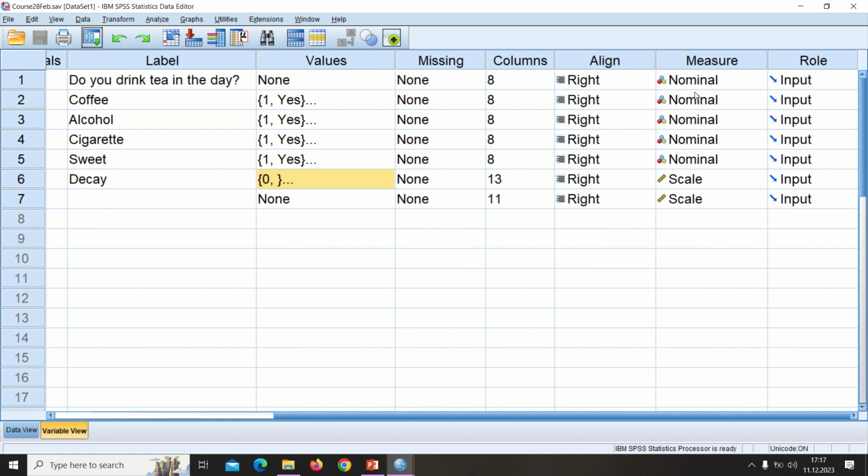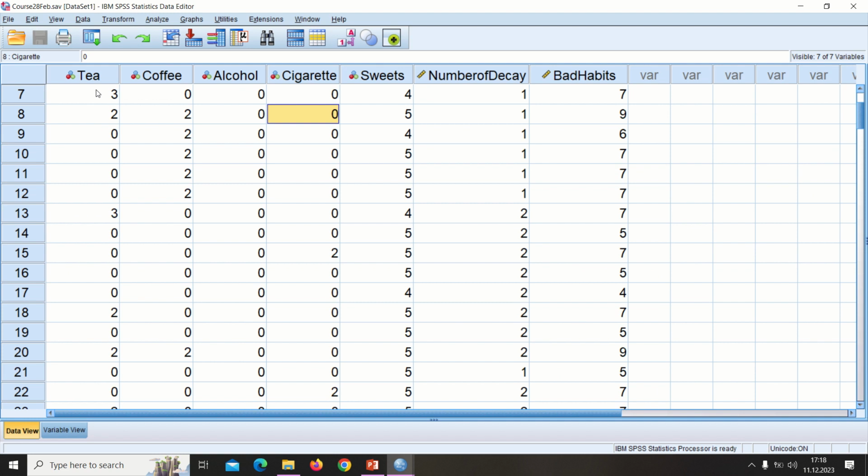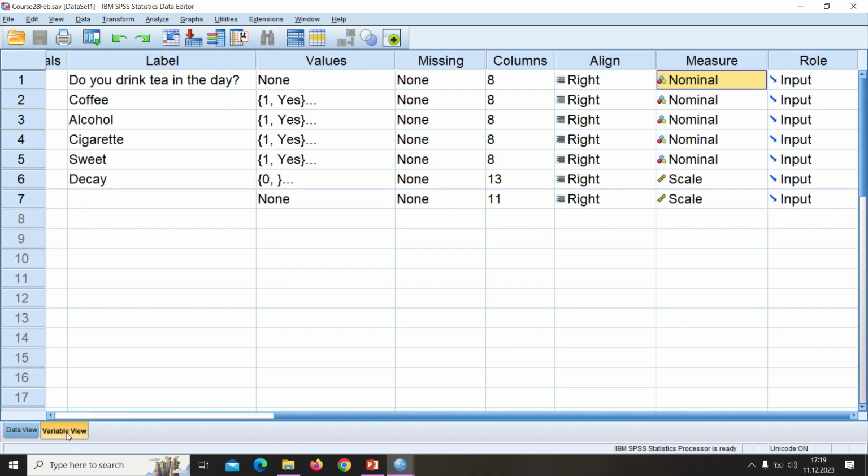This nominal definition means defining it as, here again, do you drink tea in the day? Nominal means it's a string, like, do you drink tea in the day? The answer should be yes or no. But look here in the data view, the answer is not yes or no. It's just numbers, so there's a confusion here. If it is nominal, you will have answers like yes, but we defined it as numeric.